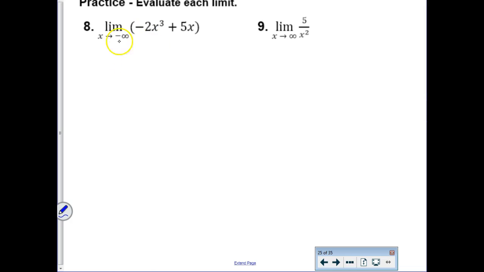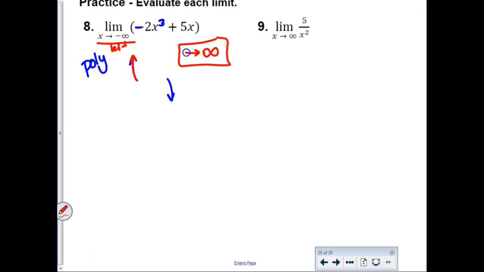So number 8, this is a poly. It is a third degree poly with a negative coefficient. So what do your end arrows look like? The left side goes upwards and the right side goes downwards. And they are curious about the left end behavior. So you tell me, where's your left end tending towards? It's approaching infinity. Very good.